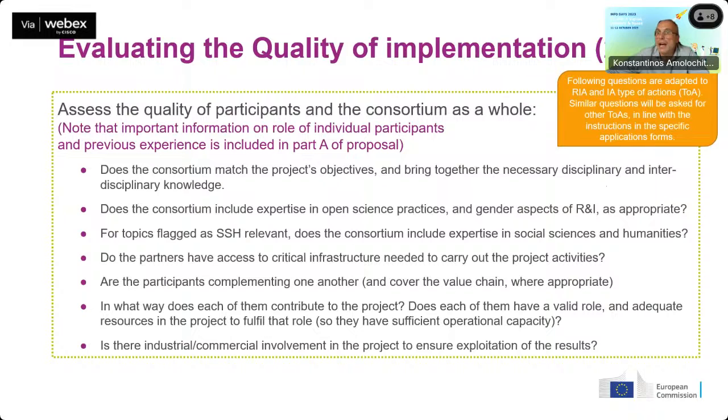the partners have access to critical infrastructure needed for the project activities, or are the participants complementing each other to cover the different aspects related to the project? And of course, any contribution to the project, does any of the partners have a valid role, adequate resources to the project to fulfill that role, and so on. So all these aspects are what we're looking for in the second sub-criteria of the implementation. Next slide, please.